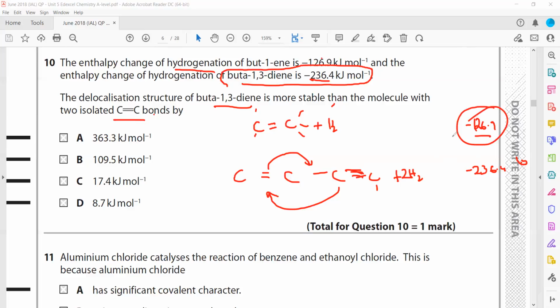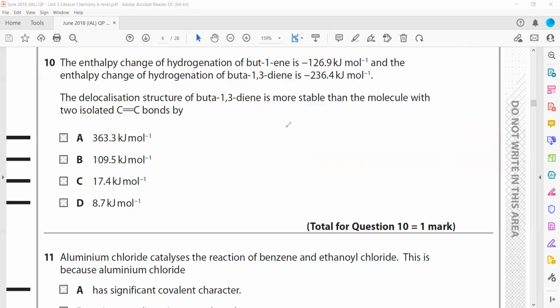To add one hydrogen to one double bond, that is 126. So if two are there, it will be double of this, so 126 multiplied by 2. Minus 126.9 multiplied by 2. What's the answer? So this is minus 253.